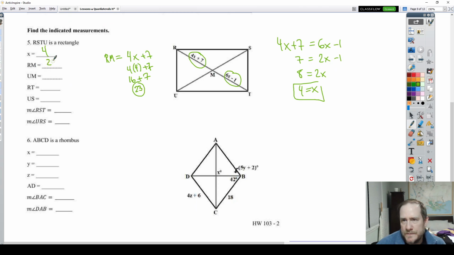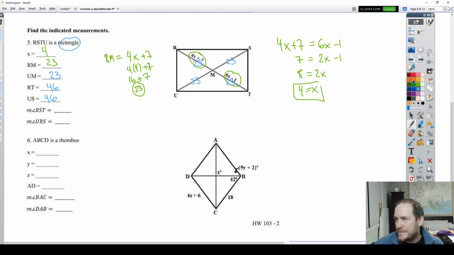So RM is 23. That should mean that UM is 23 also, because remember, we're not just a parallelogram, we're a rectangle, and in a rectangle the diagonals are congruent. So as soon as this piece is 23, you know this guy's 23, and then this would have to be 23, and this would have to be 23 also. And so both diagonals are 46 units long. The halves are 23. So when they ask for UM, you'll say 23. When they ask for RT, that's the whole thing, so that'll be 23 plus 23, which is 46. When they ask for US, that's the whole thing, it'll be 46.